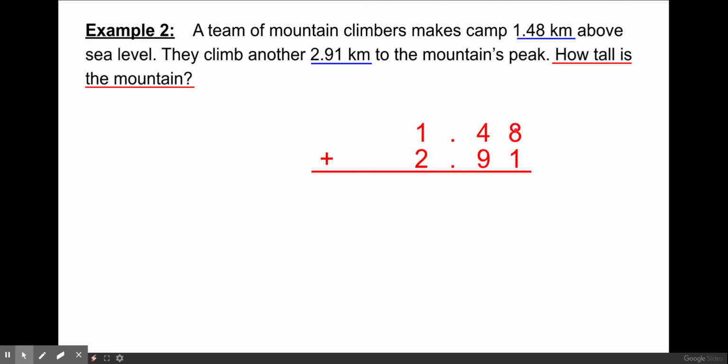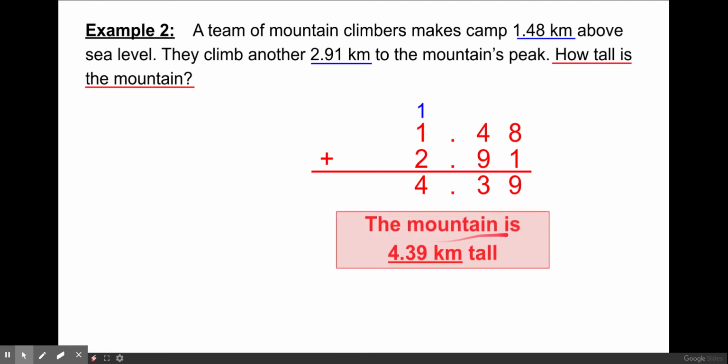So let's add them. 8 plus 1 is 9. 4 plus 9 is 13. So bring down the 3, carry over the 1. We're going to bring down the decimal. 1 plus 1 plus 2 is 4. So what's the question? How tall is the mountain? The mountain is 4.39 kilometers tall.